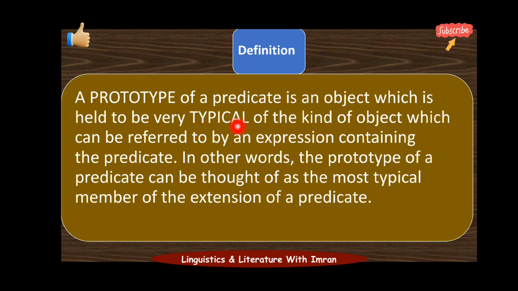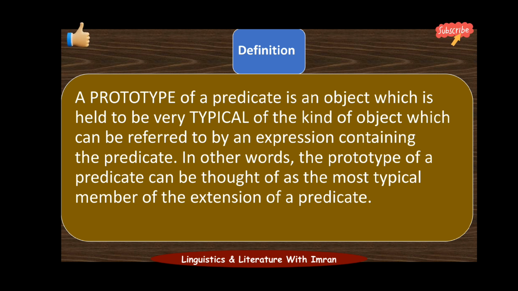So this prototype is referred to by an expression containing the predicate. In other words, the prototype of a predicate can be thought of as the most typical member of the extension of a predicate. For example, if I say tree, what kind of tree comes to your mind? That would be the prototype of tree, because trees come in different shapes, different sizes, different colors, right? So what is the commonest tree? That would come to your mind.